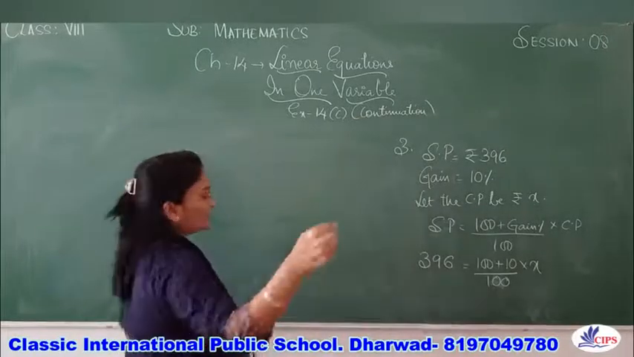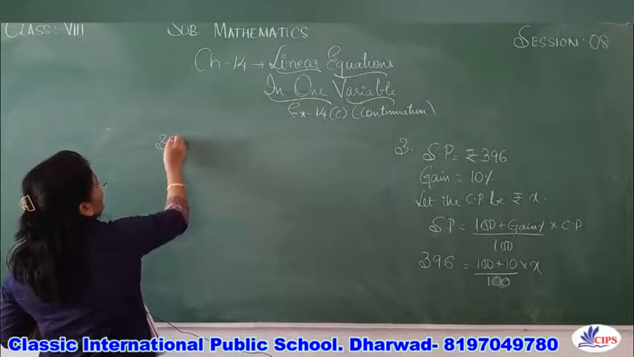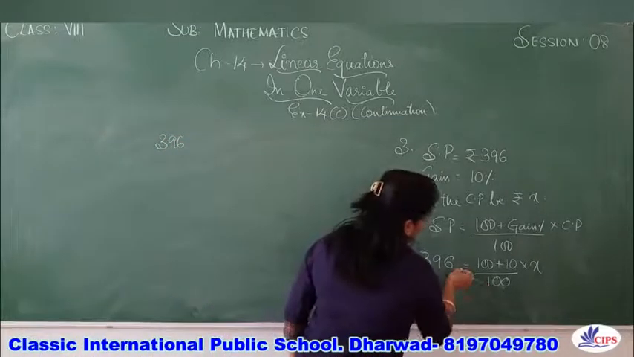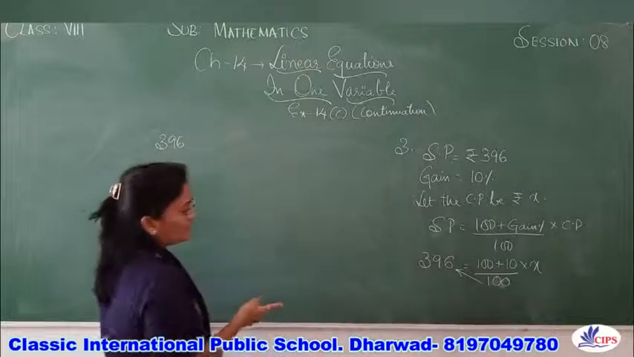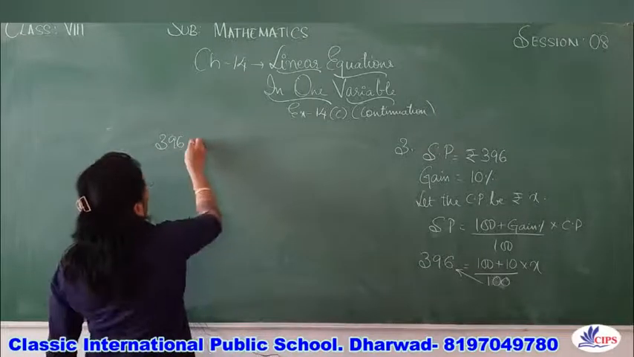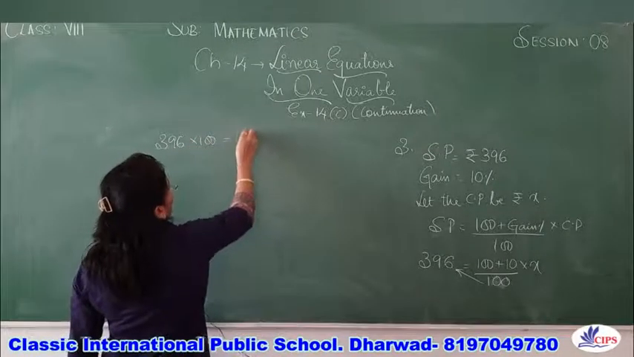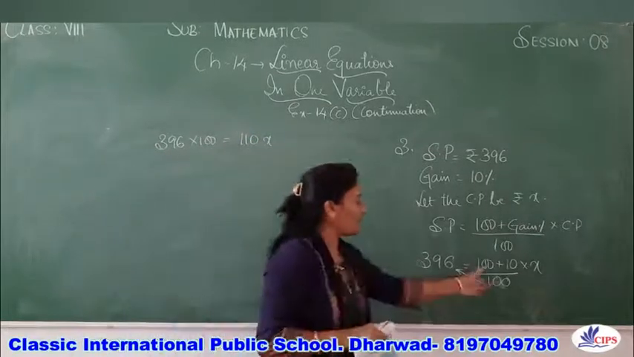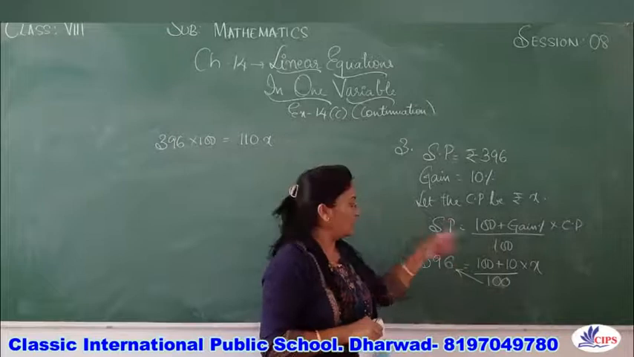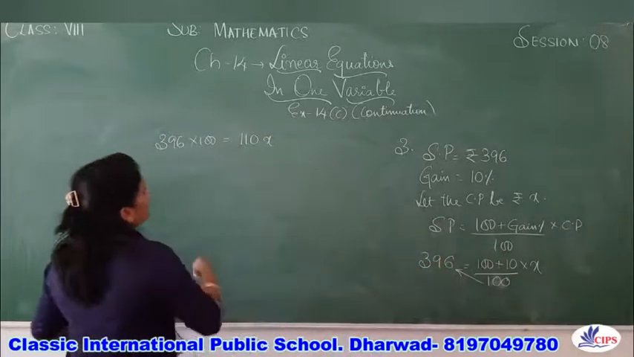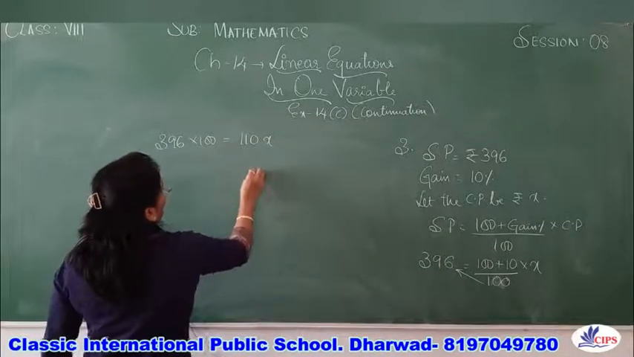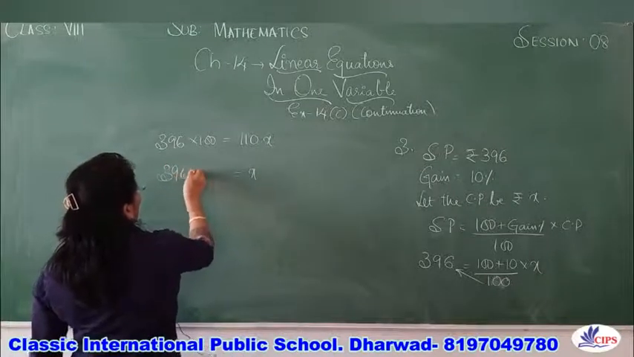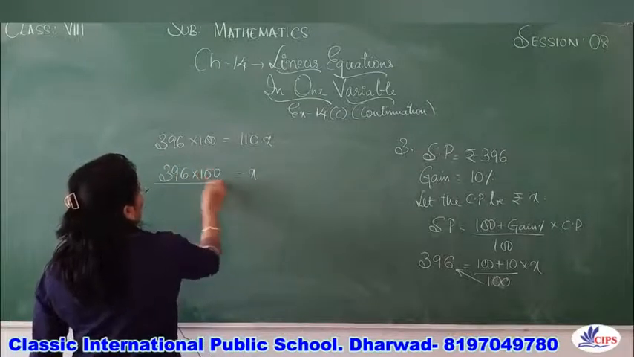So we have 396. I'll cross multiply this 100 here. When I cross multiply the 100 there, it becomes 100 equals 110 into x, because here I have added 100 plus 10 and got 110 into x. Now let us simplify this. We want the x value, so I'll write like this only. I'll not multiply it, I'll just keep it like that so that it will be easy for us to simplify.